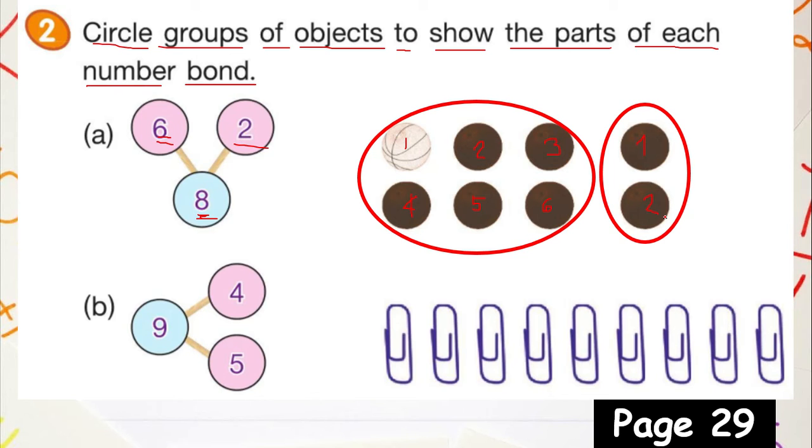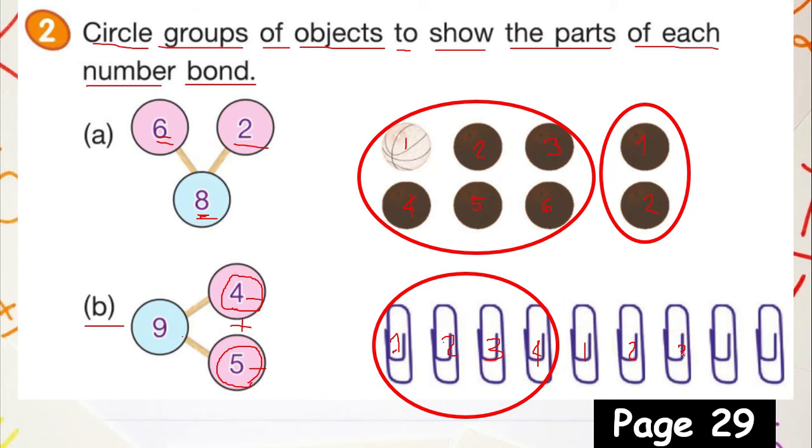I hope you're following along. Next, letter B. 9. So if you add 5 and 4, you will make 9. We're going to circle this first 4. We're going to count 4 clips. 1, 2, 3, 4. So we're going to circle them. And then we're going to circle 5. 1, 2, 3, 4, 5.